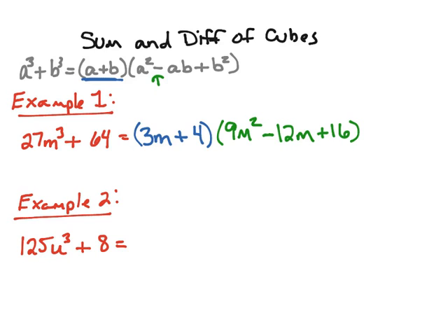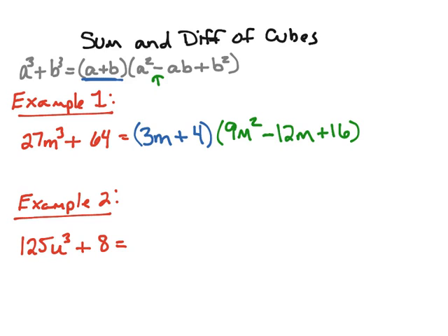Therefore, the factors of 27m to the third plus 64 would be 3m plus 4, that's the binomial, times 9m squared minus 12m plus 16. That's the trinomial. Alright, let's try that again with example number 2.